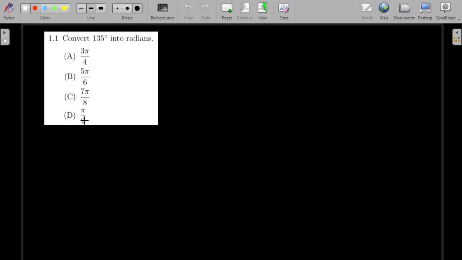So question one, what are they saying? They're saying convert 135 degrees into radians. Here we're just going to use the relationship. We know that pi radians is the same as 180 degrees. Now we have 135 degrees. How many radians are we going to have?